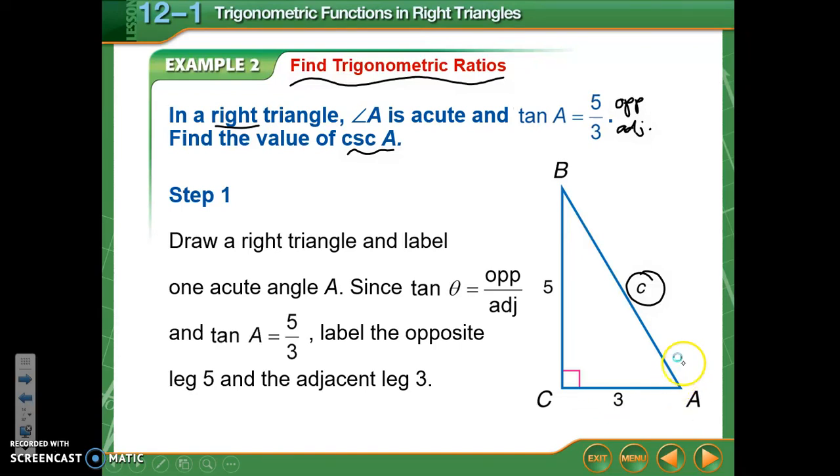So since tangent of theta is opposite over adjacent, I know to label this side 5 and this side 3 because this is my angle A. So 5 is going to be opposite and 3 has to be adjacent since the tangent of A has to be 5/3. So now I need to find the length of C.